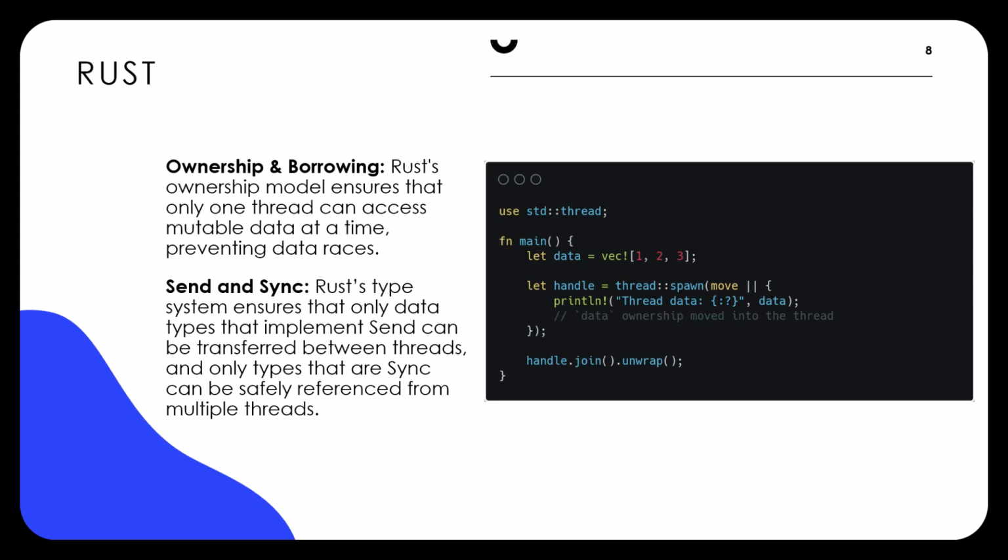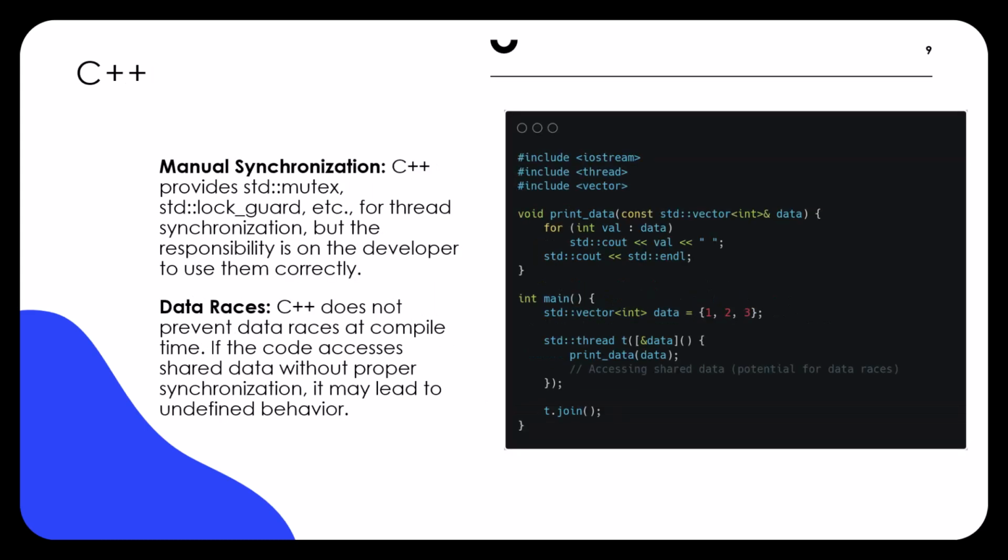In C++, concurrency is achievable with tools like std::mutex and std::lock_guard for thread synchronization, but it's up to the developer to use them correctly. This flexibility allows for powerful low-level control, but it also increases the risk of data races if not implemented carefully.